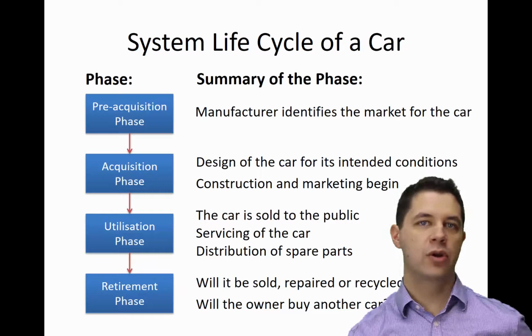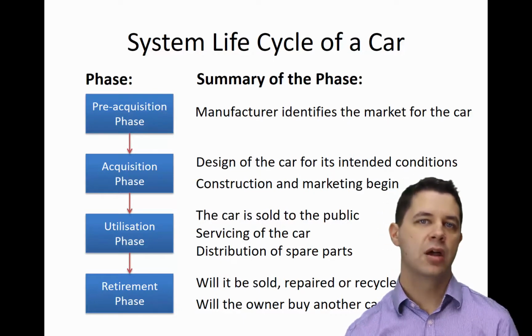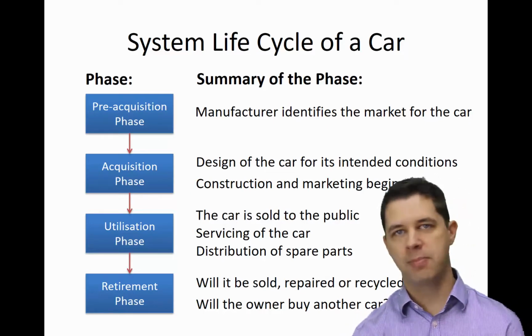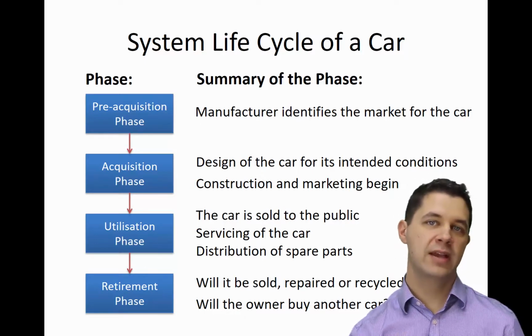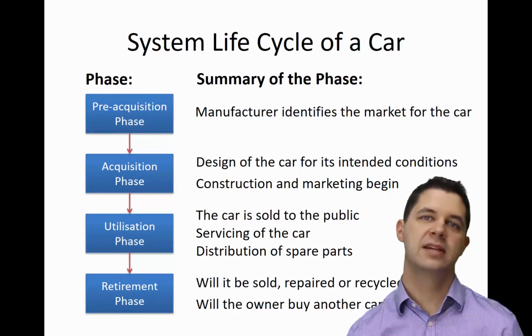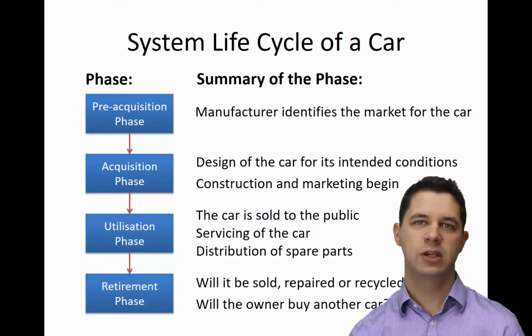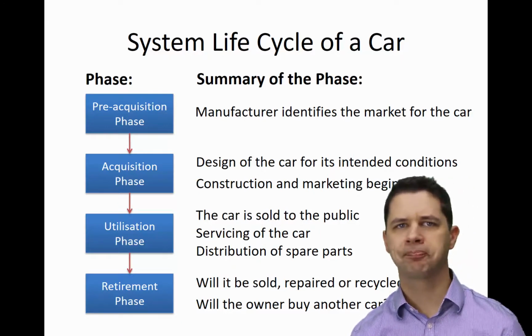So let's go through a couple of examples of system life cycles for particular products. And firstly, for a car. So in our pre-acquisition phase, we might have a manufacturer identifying a particular market for a car, a people mover, a sports car, or that pre-acquisition phase might rest with a business. They say, we need a car that can do this. It has this many cubic meters of storage and this sort of suspension and these sort of things.